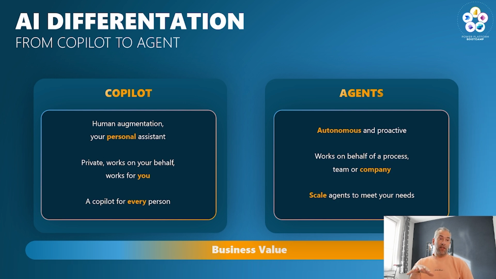And that's the difference between a Copilot and an agent, because an agent can work without using you as a human. It's autonomous and it's proactive. It doesn't need you to work. It works on behalf of a process or a company or a partial process. And you can scale agents. You cannot scale Copilots, because a Copilot is a one-on-one relationship with you as a human. You can scale agents because they are not connected to one human. They are autonomous. You can scale them to whatever size you want. That's a big difference between Copilot and agents.